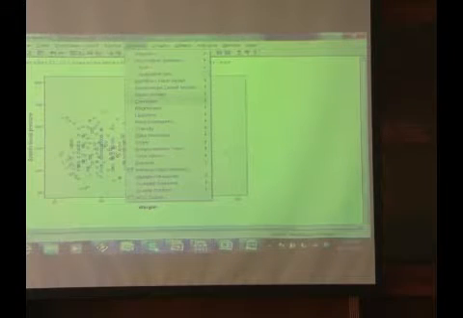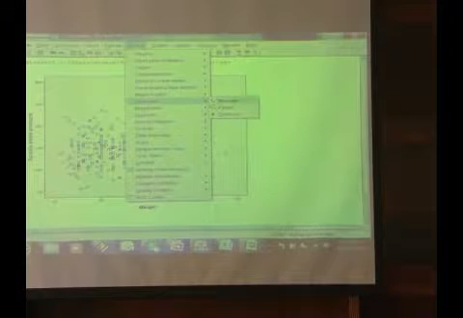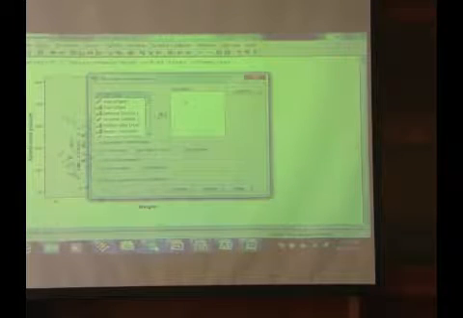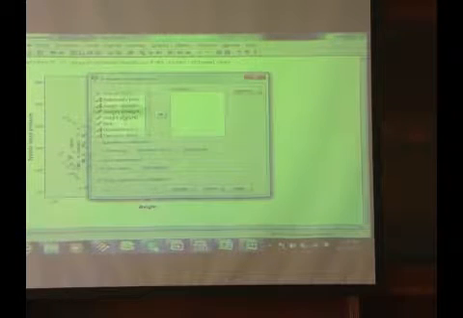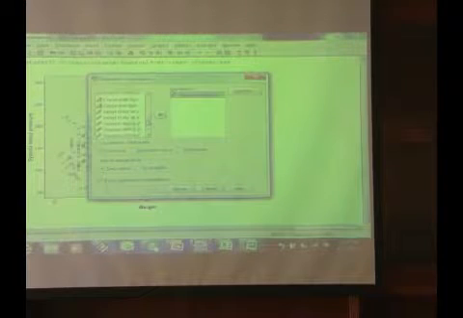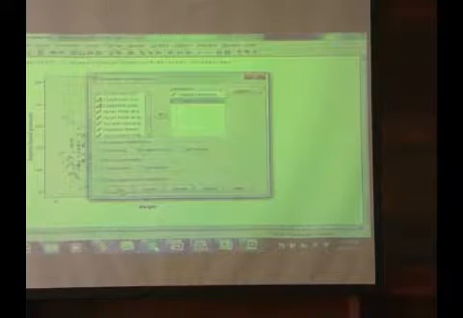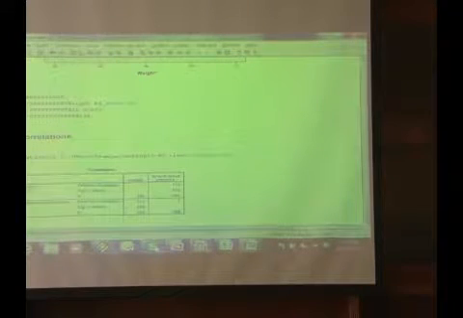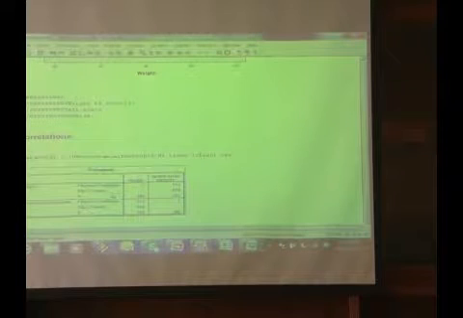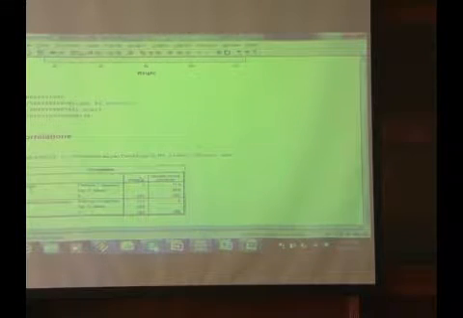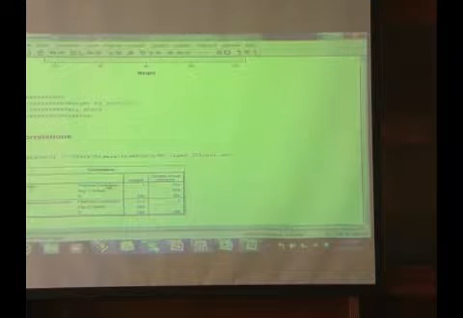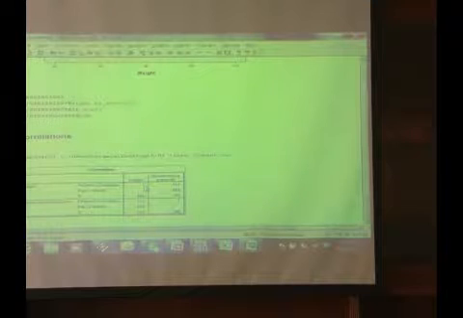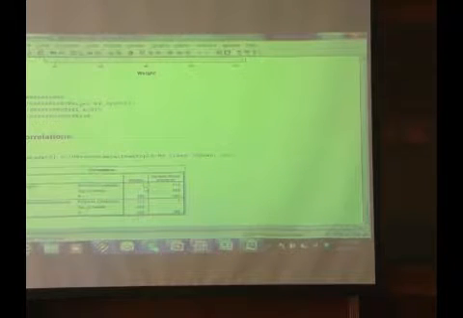Analyze, correlate, bivariate. So, correlate bivariate, I enter two continuous variables. This is weight and this is systolic blood pressure. I click on OK. Look at this. It's telling me this is weight and weight. Two continuous variables. Are they correlated? Of course they are. Right? It's the same variable. That's why, what's the correlation coefficient? It's 1. It's perfect correlation. But this does not make any clinical sense. What I have to look for is systolic blood pressure and weight.